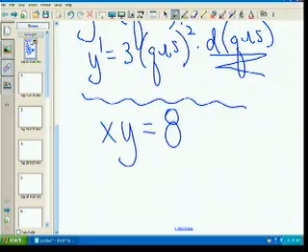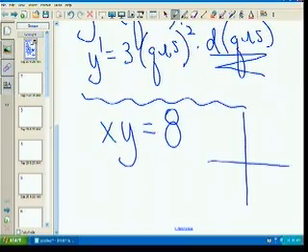xy equals 8. Give me some points on it. 4 2's on there, right? 2 4, 1 8, 8 1, negative 1, negative 8. Just take an x value and a y value such that their product is 8, right? Okay. So if we were to sketch it, 4 2 and 2 4, 1 8, 8 1, it's going to look something like this. And the negatives over here too.